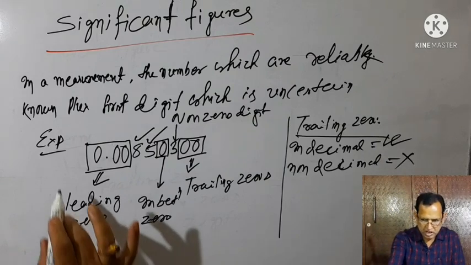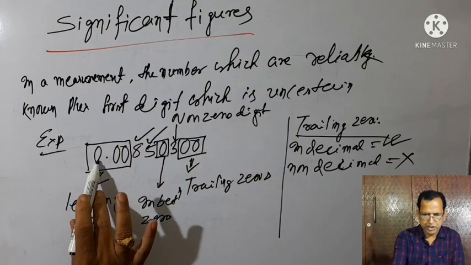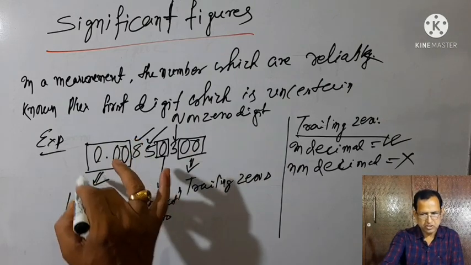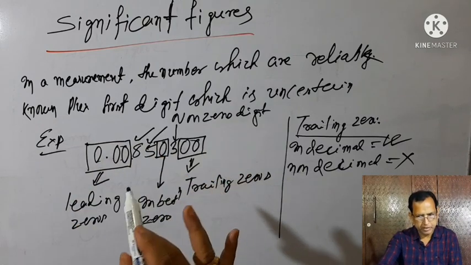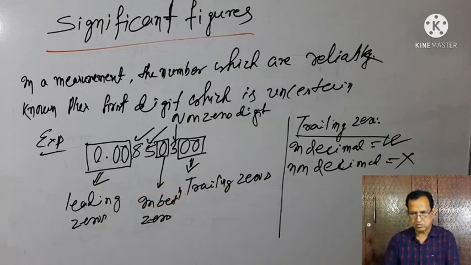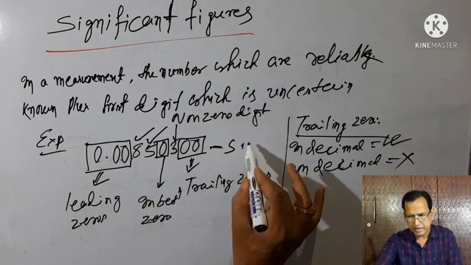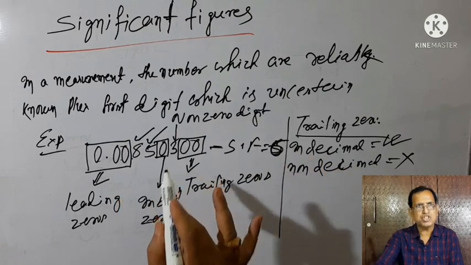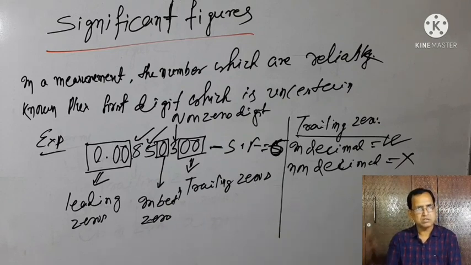Okay. So, for this example, what is the significant figure? These three, 0.00, leading zeros, are not significant figures. Trailing zeros, 2. In between zero is also used as significant figure. 853, non-zero. So, here the significant figure is 6. 850300. So, significant figure is 6.